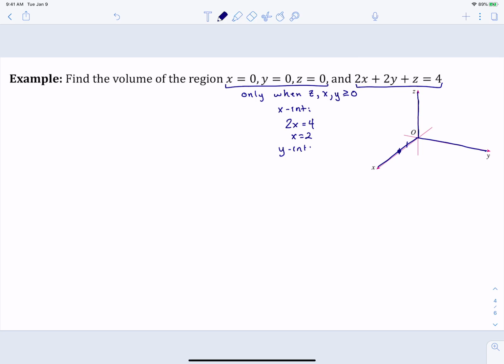We can do the same thing for the y-intercept. That happens when x and z are 0. So that occurs when y is 2 as well. So there that is. And then z-intercept, again, occurs when x and y are 0.